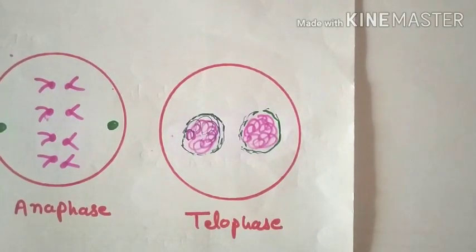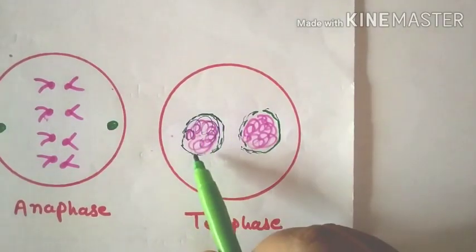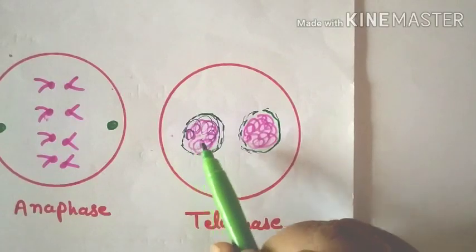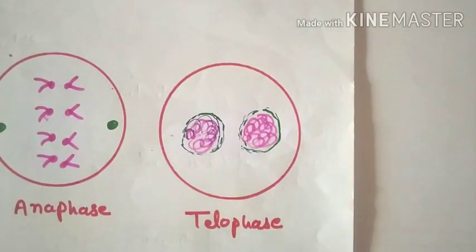Here ends the karyokinesis. One feature of this telophase is that the spindle fiber totally disappears and the nuclear membrane forms. So you remember these two points. So karyokinesis ends here.